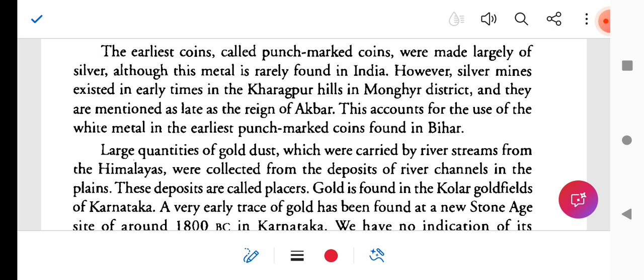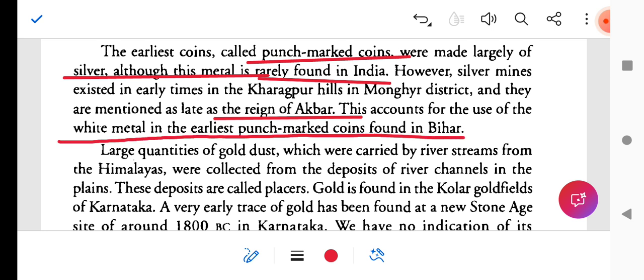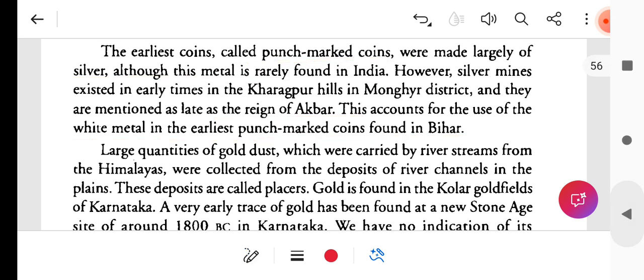The earliest coins, called punch-marked coins, were made largely of silver, although this metal is rarely found in India. However, silver mines existed in early times in the Kharagpur hills in Munger district, and they are mentioned as late as the reign of Akbar. This accounts for the use of the white metal in the earliest punch-marked coins found in Bihar.